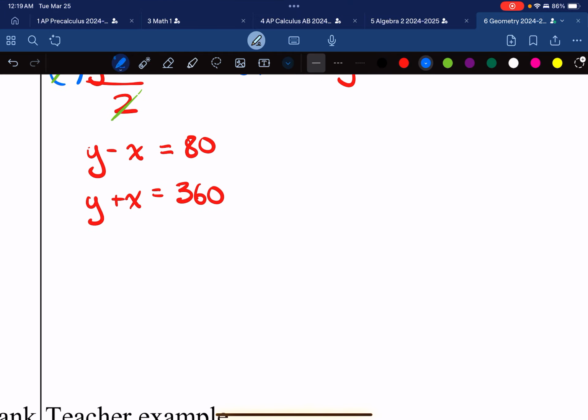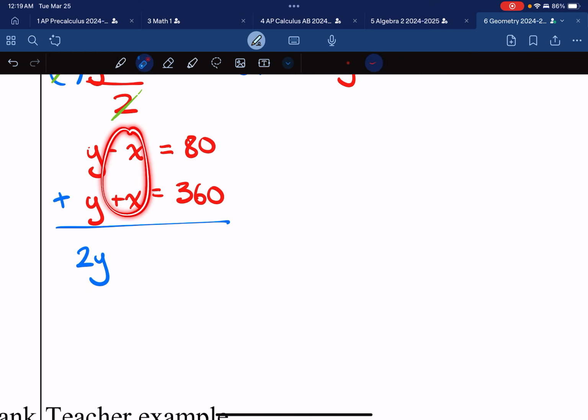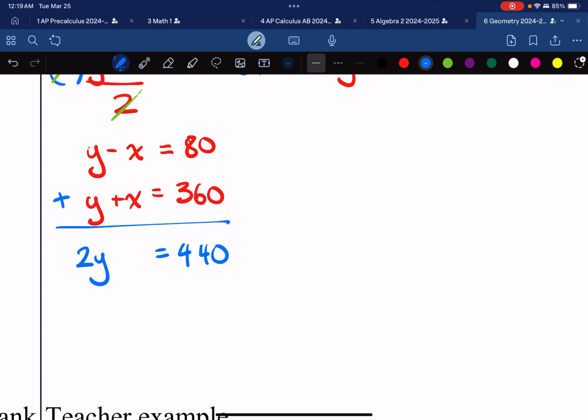So let's go ahead and do that. I'm going to add these together. Well, y plus y is 2y. And x minus x is nothing. They cancel each other out, and I'm left with my equal sign. And then I can add together 360 plus 80. And this is going to be 440. And then from here, I just need to divide by 2, and y is equal to 220.